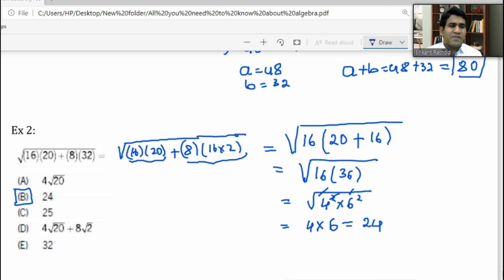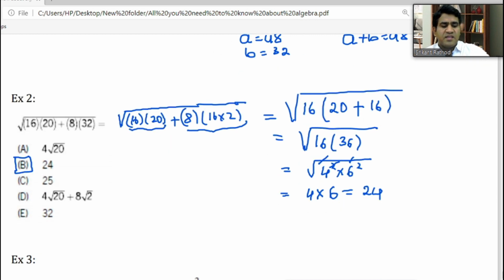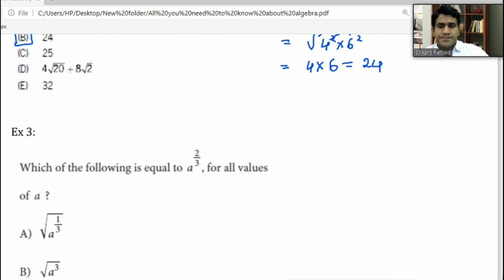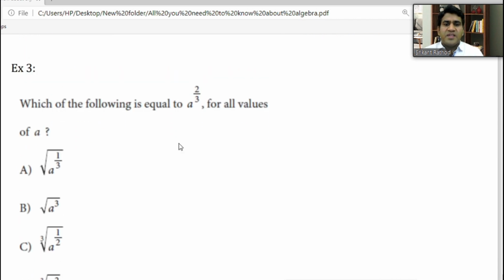This is how you simplify, by taking some of the terms as common and simplifying the others which are left in. All right, let's take another example here. These types of questions are commonly asked in the SAT and ACT exams. Of course, in other exams also, but they are very common in SAT and ACT. So how do we solve that?